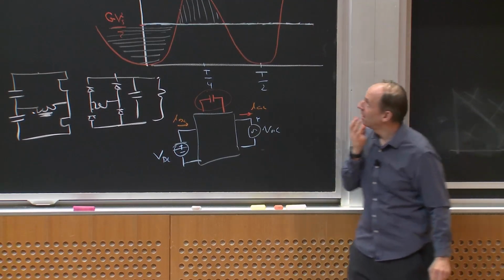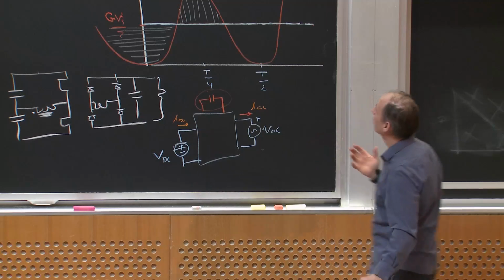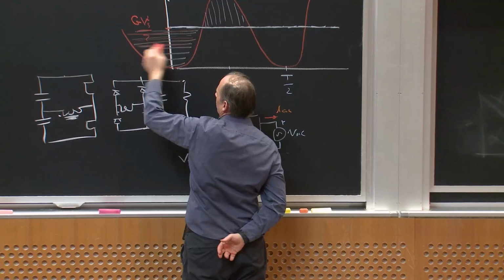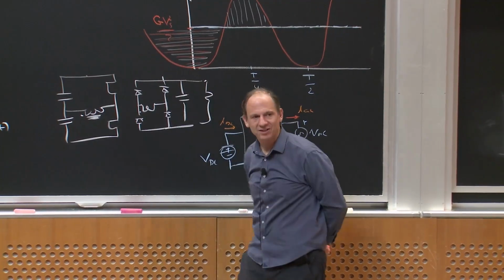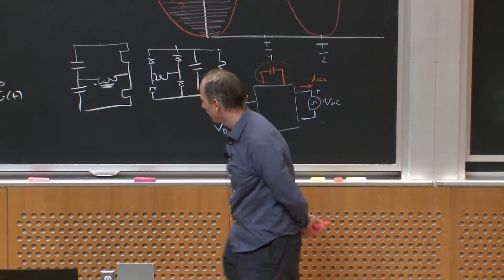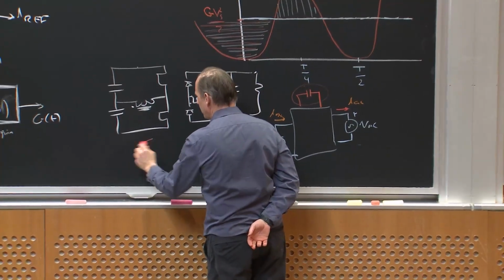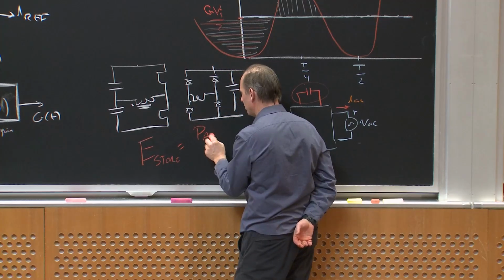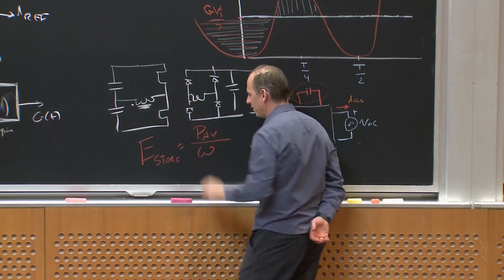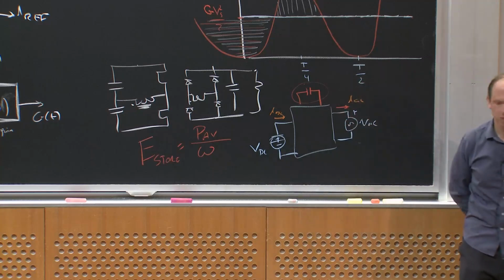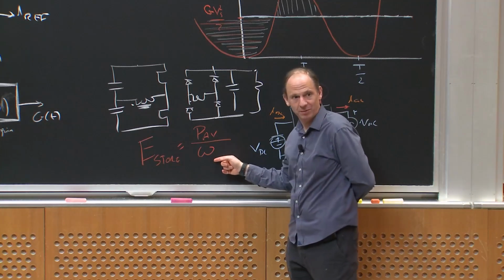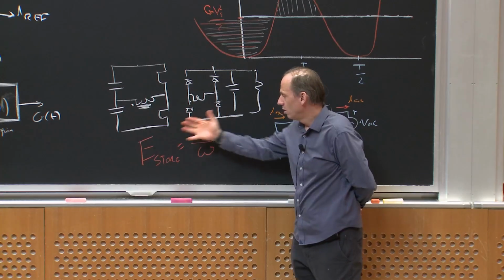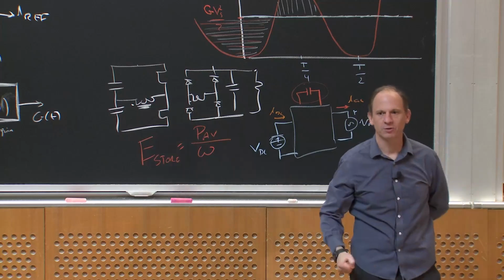Now, I'm running out of time here, but it's very clear that if I take the integral of this, that's an amount of energy, and that's how much energy that capacitor has to store. If I work through the integral, what I get is E store is exactly equal to P average, the DC power, divided by the AC line frequency. So it's worse at 50 hertz than 60 hertz by a little bit because I have to store it for longer, okay?